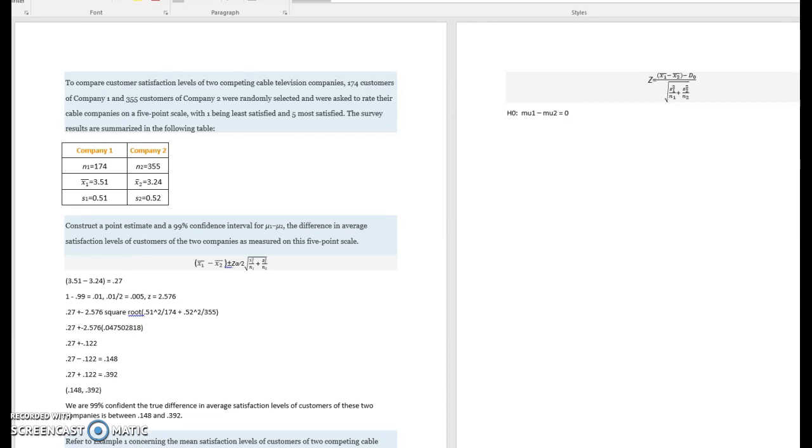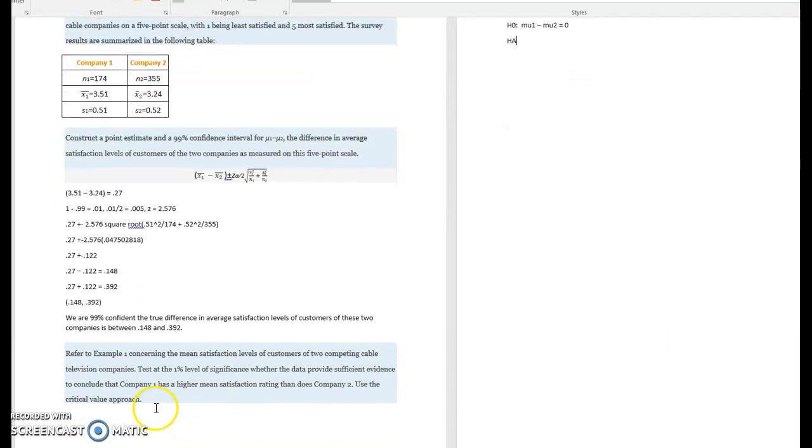All right, so if their satisfaction levels are the same and we subtract the two means, we would get 0. On the other hand, if this first group has a higher satisfaction rating than the second group, then when we subtract the first mean minus the second mean, it will be greater than 0. All right, so we've got our 2 hypotheses.